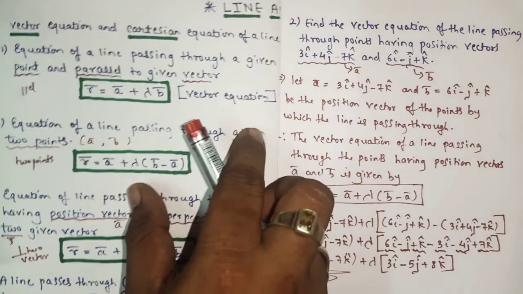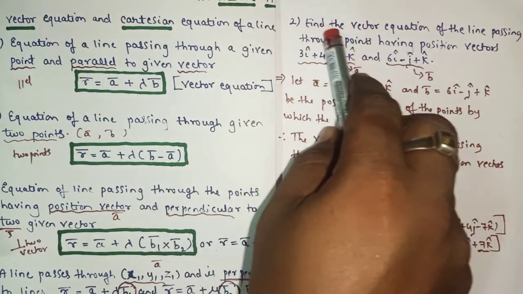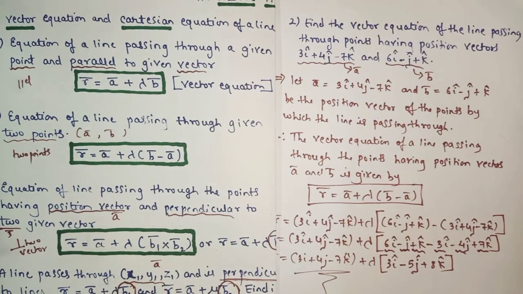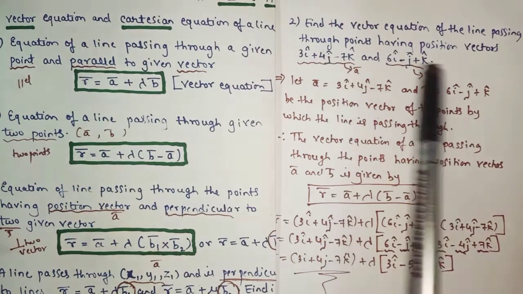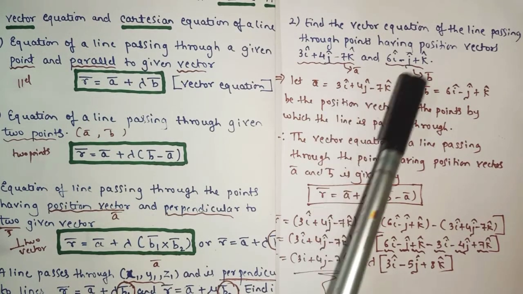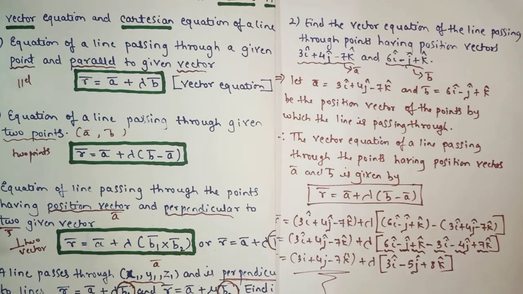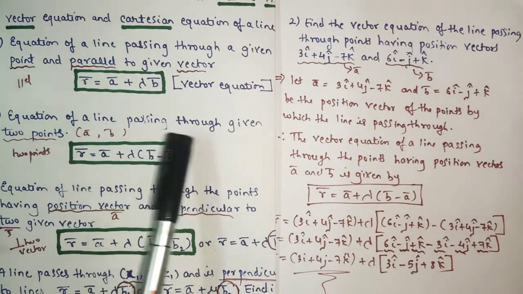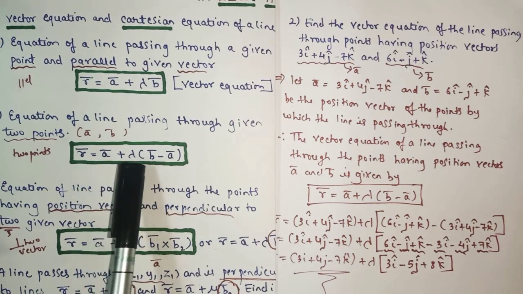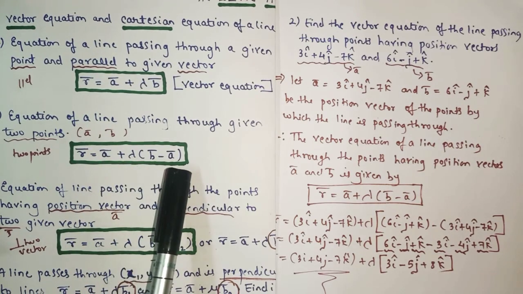In the second question it says that we have to find the vector equation of the line passing through the points having the position vectors, passing through the 2 points. So the first one we will take as A bar and the second one as B bar. When the equation of a line passes through 2 given points, the formula is what? R bar equals A bar plus lambda (B bar minus A bar).